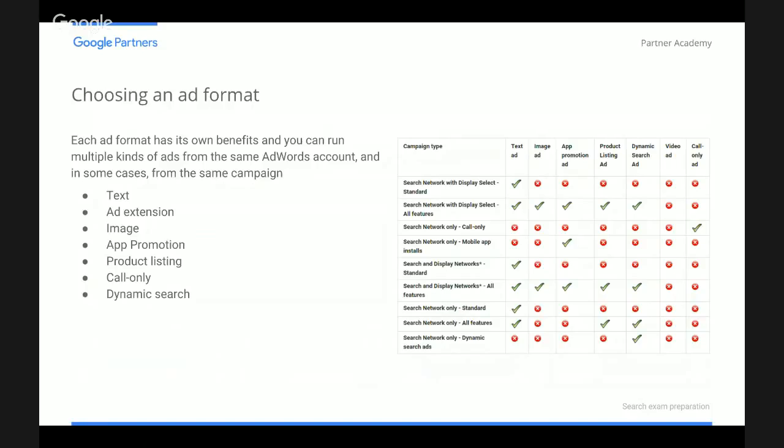Then we have your product listing ads, which basically are your Google shopping ads. We have call-only ads, which again allow people to have their phone number in the ad text. And finally, we have dynamic search ads also. Basically, you tell the system that this is your website and these are the pages you want the system to target, and the system will automatically find your ads for you.